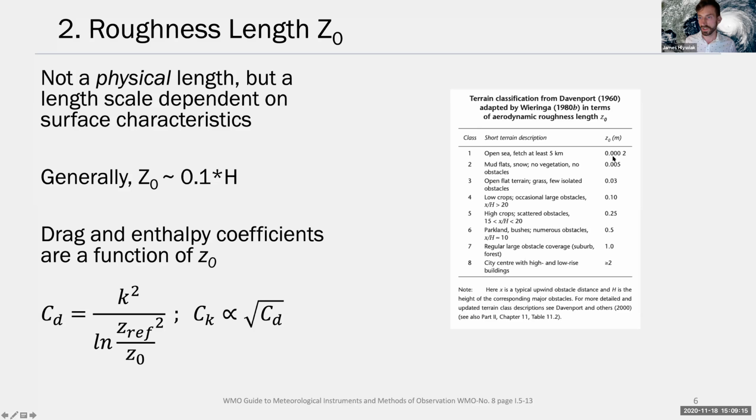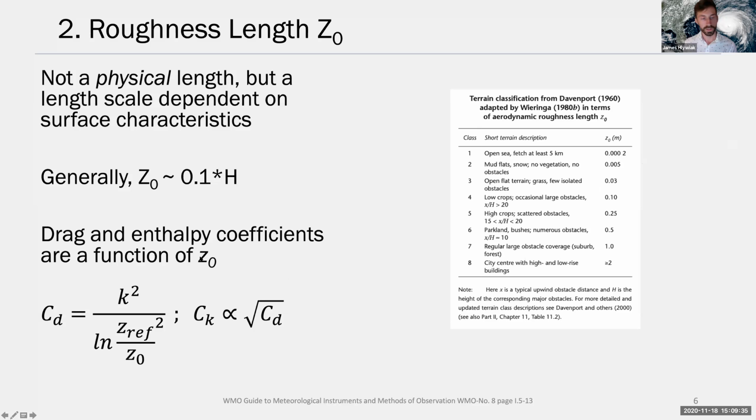Over the ocean, z_0 is pretty small. But then once you get into more tall grass regions and agricultural regions, forested regions, heavily suburban and urbanized regions, that z_0 value can rise from a few centimeters all the way up to a couple meters.